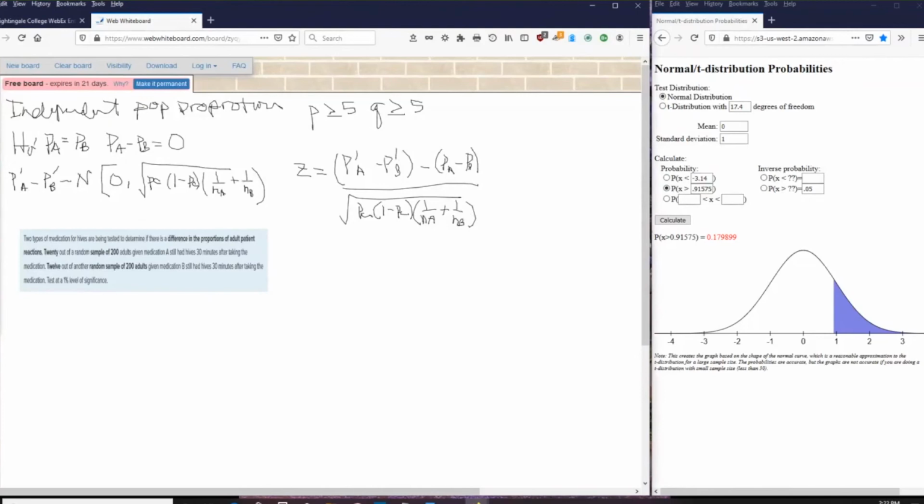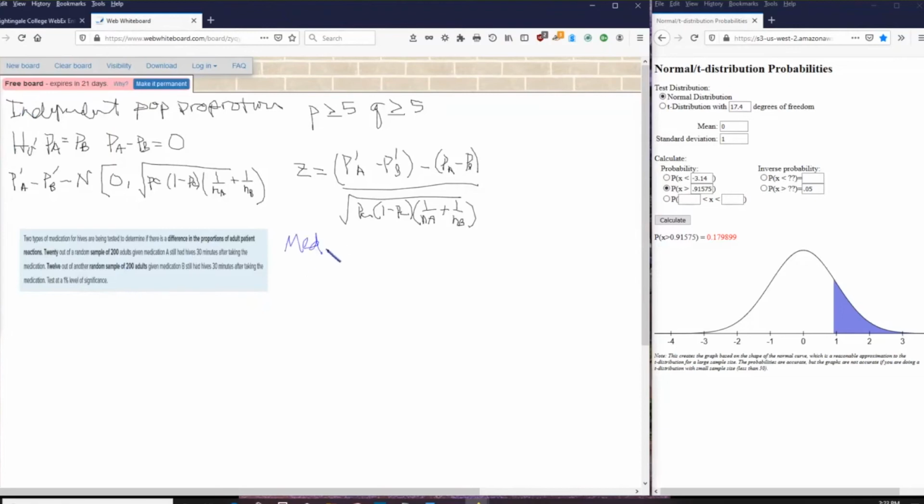Okay, so this one says two types of medication for hives are being tested to determine if there's a difference in the proportion of adult patient reactions. 20 out of a random sample of 200 adults given medication A still had hives 30 minutes after taking the medication. 12 out of another random sample of 200 adults given medication B still had hives 30 minutes after taking the medication. Test at the 1% level of significance. So let's see what we have.